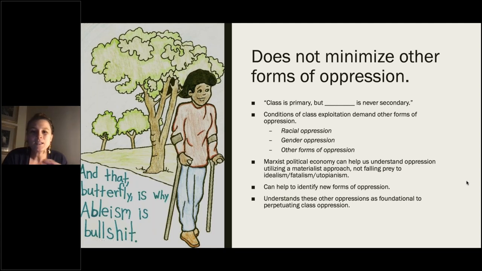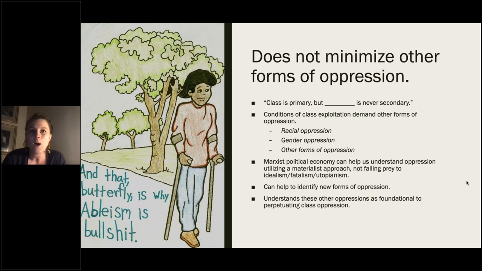So this does not minimize other forms of oppression, right? Sometimes you can talk to people who say, well, class first, or class is the most important thing. But I like to think of this saying, which you can really plug a lot of things into: class is primary, but other forms of oppression are never secondary, right? So conditions of class exploitation demand other forms of oppression in order to perpetrate and reproduce their own primacy. So this is where you see things like racial oppression and gender oppression and other kinds of forms of oppression.